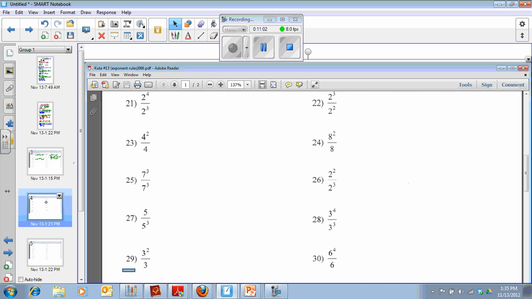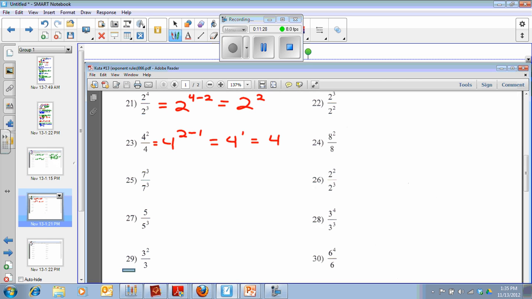My next group of problems deals with division. Remember, we're going to keep the base, and we're going to subtract the exponents. Remember, numerator minus the denominator. So this becomes 2 to the 2nd power. Right here, I have keep the base, so it's going to equal 4 to the 2 minus 1 power. That's going to be 4 to the first power, or just 4.